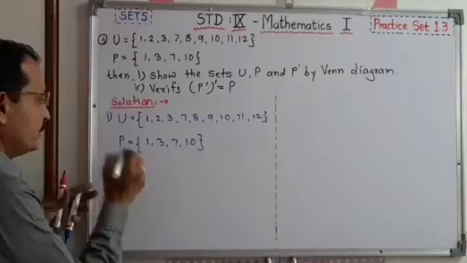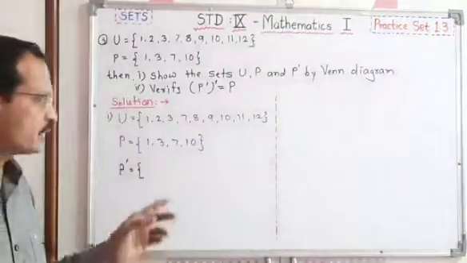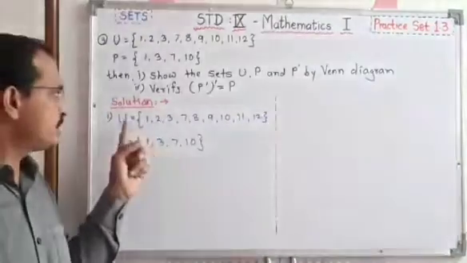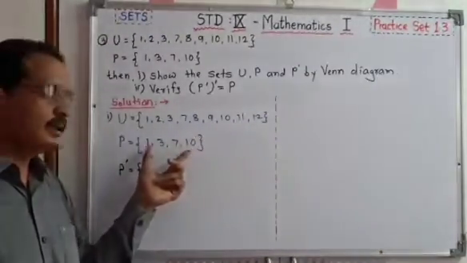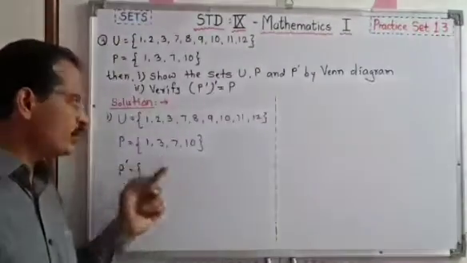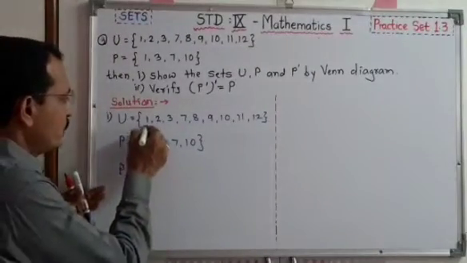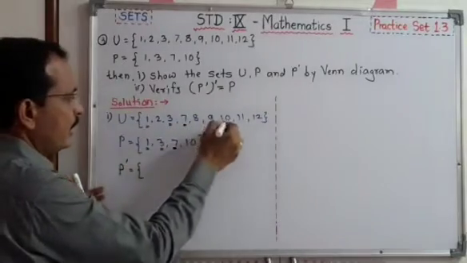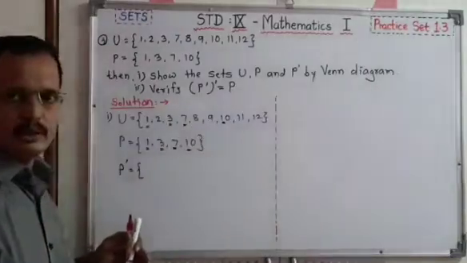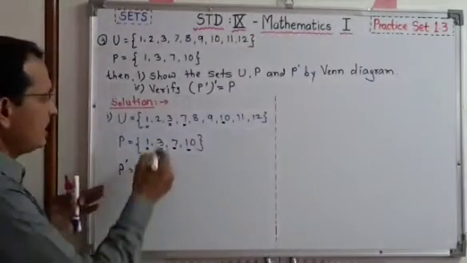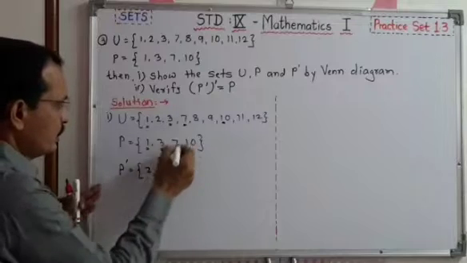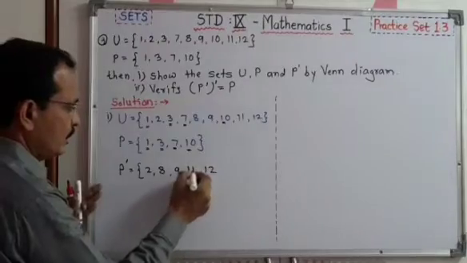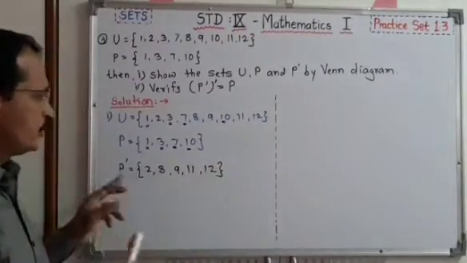P complement means the elements which are present in U but not present in P. That set is called the complement of P. Therefore, this 1, 3, 7 and 10 we do not write. We have to write all the remaining elements, that is 2, 8, 9, 11 and 12. These are the elements of set P dash.